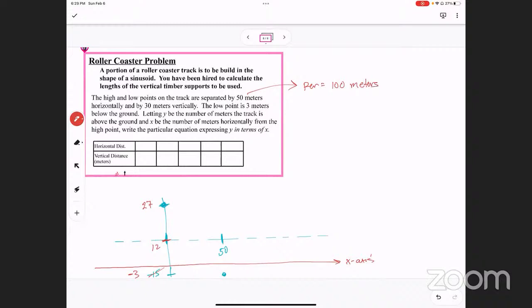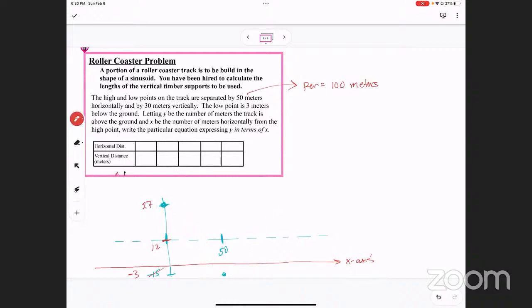So it says let y be the number of meters the track is above the ground, and let x be the number of meters horizontally from the high point. Okay, so this is my high point. We started there, so that's good. Let y be the number of meters the track is above the ground, which we kind of already did. And x be the number of meters horizontally from the high point. Write the particular equation expressing y in terms of x. So they want us to write this equation. So what would the equation be?